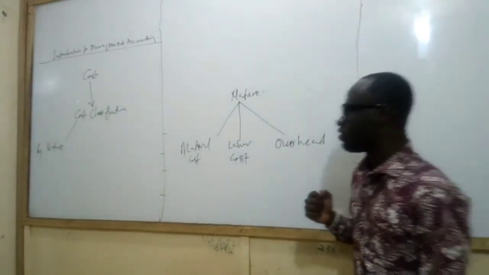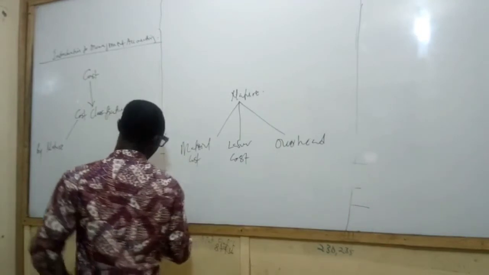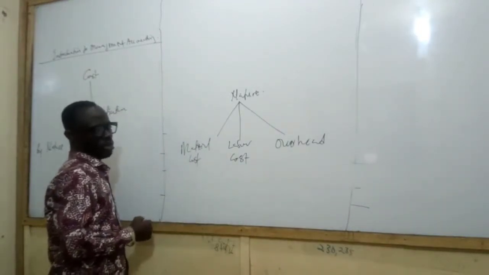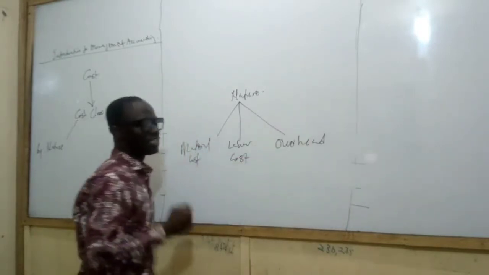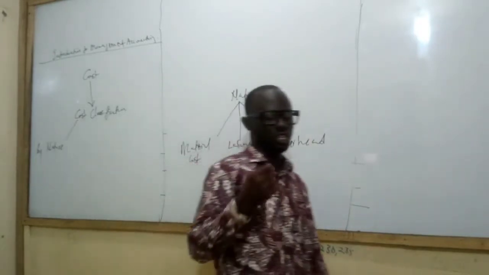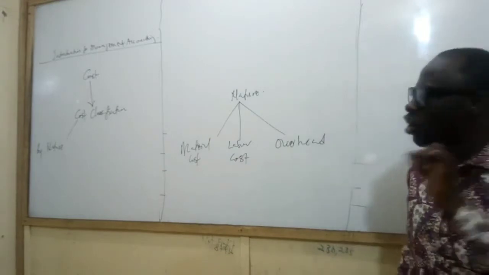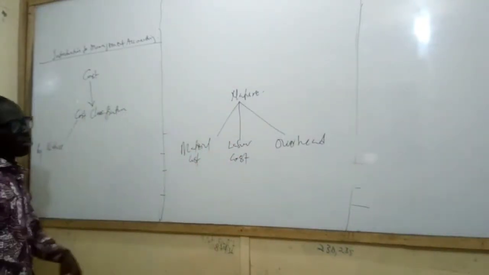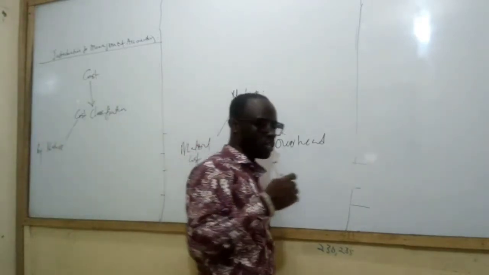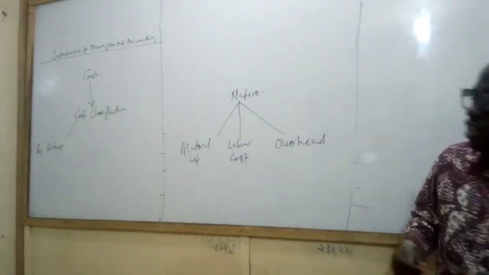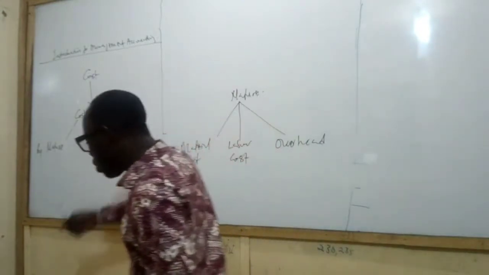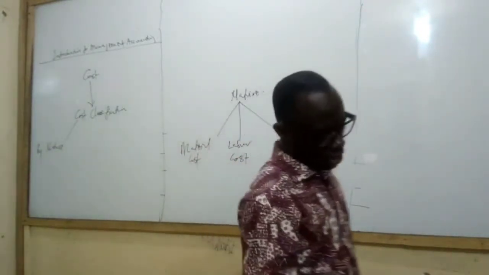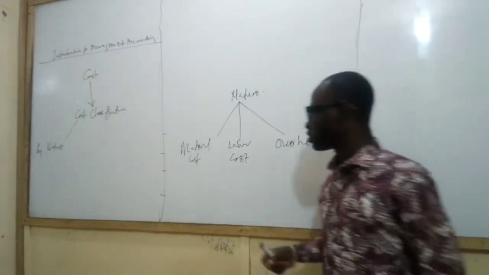Under material cost, we say that it is the cost of inputs or ingredients that undergo the production process. So that's the definition for material cost.